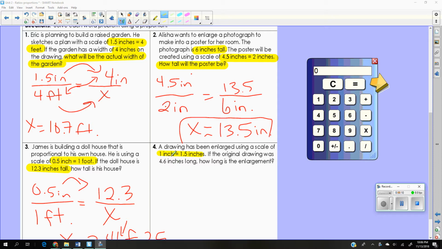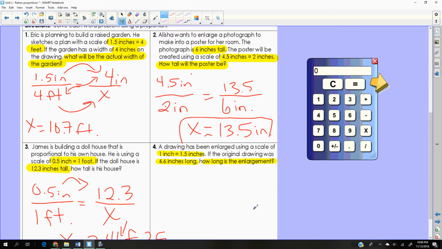All right, so number 4, a drawing has been enlarged using a scale of 1 inch equals 1.5 real inches. Okay, so if the original drawing was 4.6 inches long, how long is the enlargement? So we know that the drawing was 4.6 inches long, and we need to know how long the enlargement is going to be. Okay, so let's go ahead and set up our proportion.